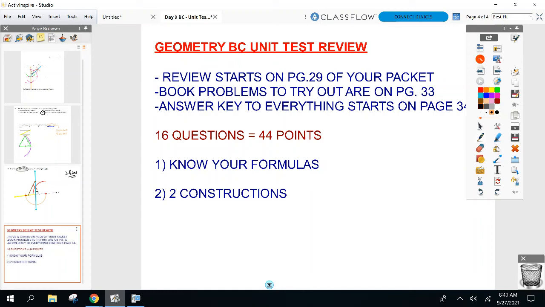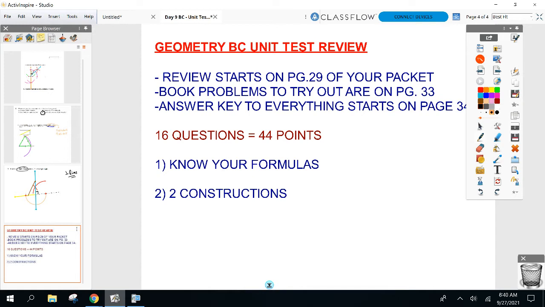It's going to be 16 questions, 44 points. Real quickly, most of you are there already. If you start on page 29, I will always give you review questions for a test. Quiz, no, but I will always give you review questions for a test.